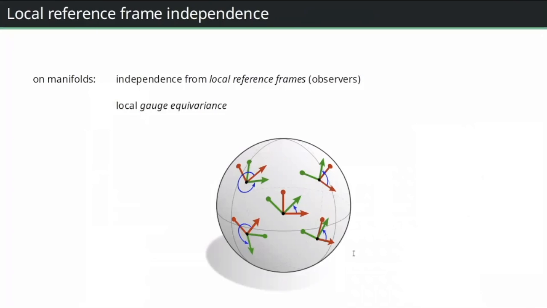And if we're going to manifolds, then we won't look at global coordinate charts, or also not local, but extended coordinate charts, but at such choices of local reference frames at each point. And gauge transformations will then be local transformations between these frames at each point.